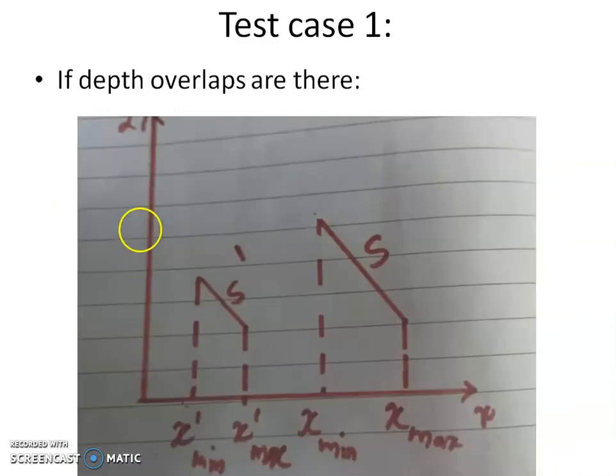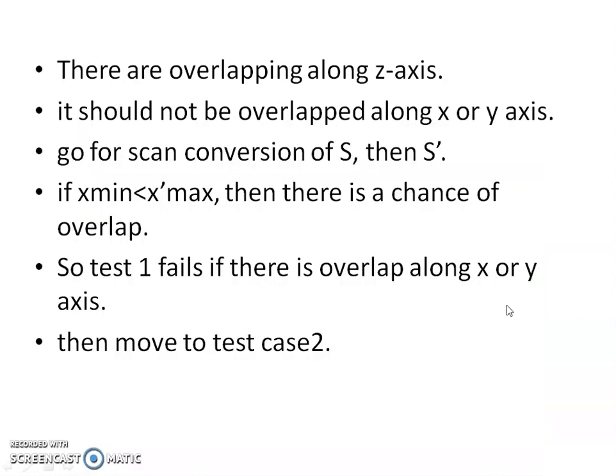Suppose test case 0 fails, that is if there is depth overlap. Depth overlap means overlap in the Z direction. Here you can see, if you are depicting this one, there is overlap. So here put the vertical line to the X axis. Here we can say this as X dash minimum, X dash maximum, and here X minimum, X maximum. Here in the X direction, X axis, there is no overlap.